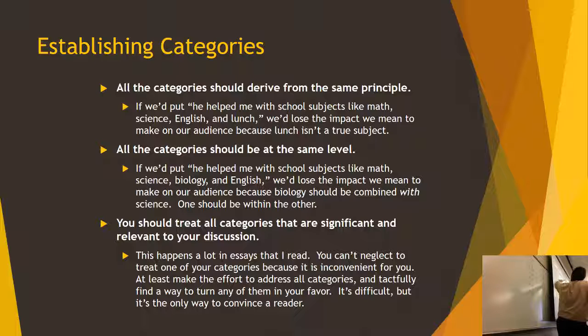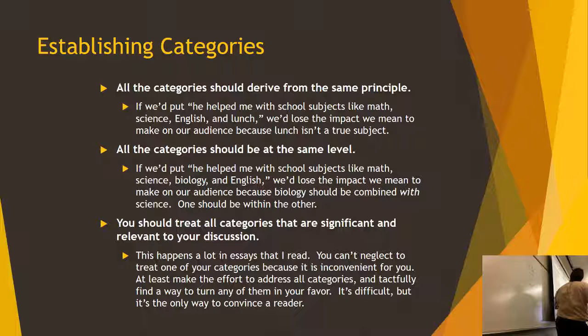You also have to have them be at the same level, even if they do work, in terms of them not being subcategories of something else. So what's the problem here? Subjects like math, science, biology, and English. Science and biology, one of those has got to go. Either we get rid of science, make it biology, or we get rid of biology, make it science. And that might help, especially if I add in chemistry. Then we could just change it to science, and that covers biology and chemistry. So you want to make sure that they're all at the same level, not have a subcategory of one next to a category.